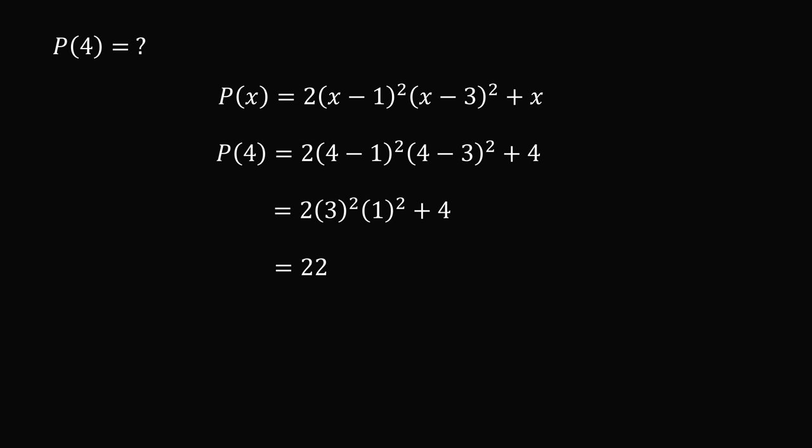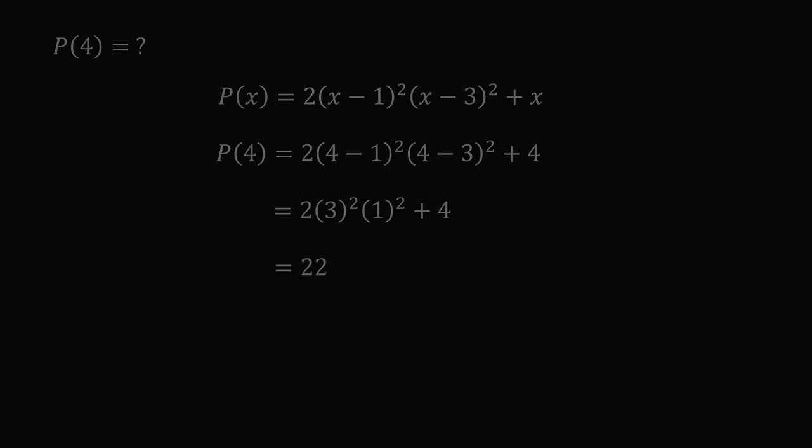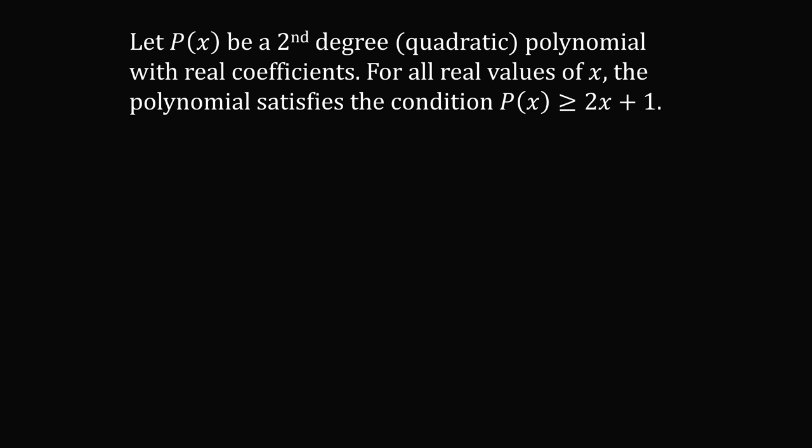And that's the answer. To conclude the video, I want to show a review example of how you could actually solve it on the test in a reasonable amount of time. So here's the question. Let p of x be a second degree quadratic polynomial with real coefficients. For all real values of x, the polynomial satisfies the condition p of x is greater than or equal to 2x plus 1. If p of 1 is equal to 3 and p of 2 is equal to 8, what is the value of p of negative 1?